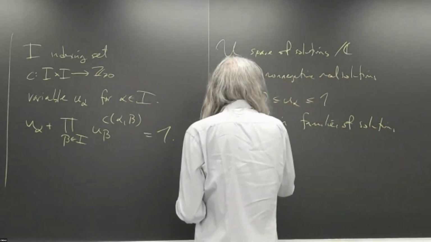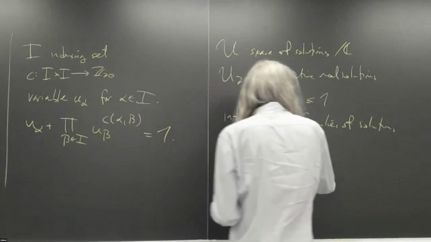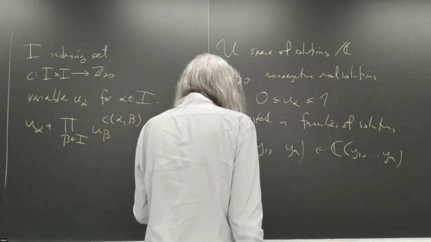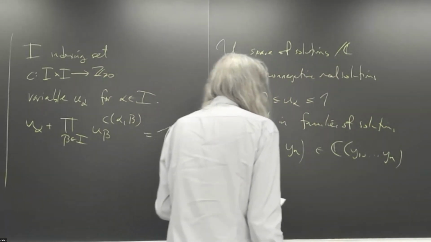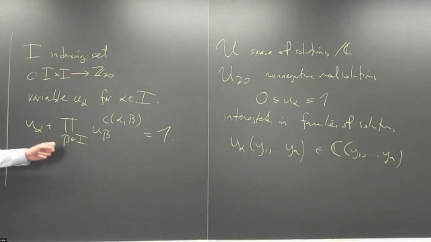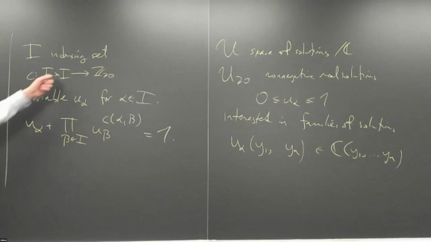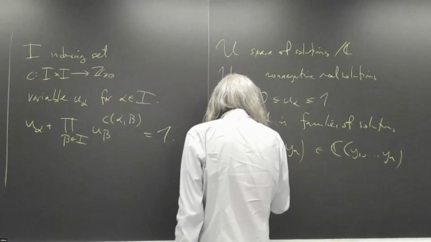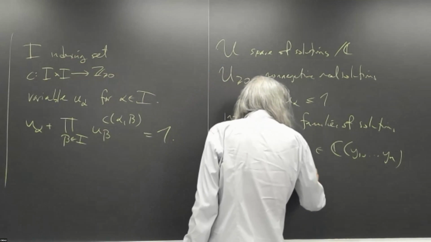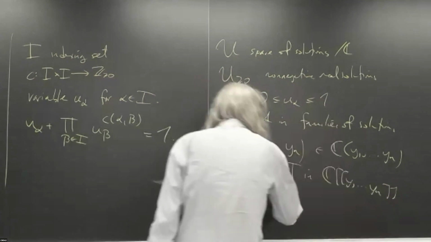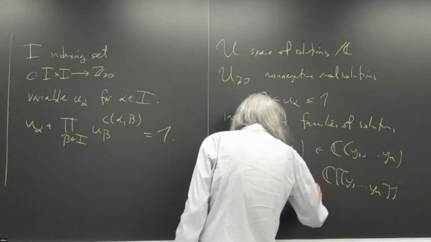where U alpha of some parameters y1 to yn is going to be some kind of rational function in these parameters. And to make sense of this product, if the index set is infinite, then this would be an infinite product. So think of the product in formal power series in these variables.